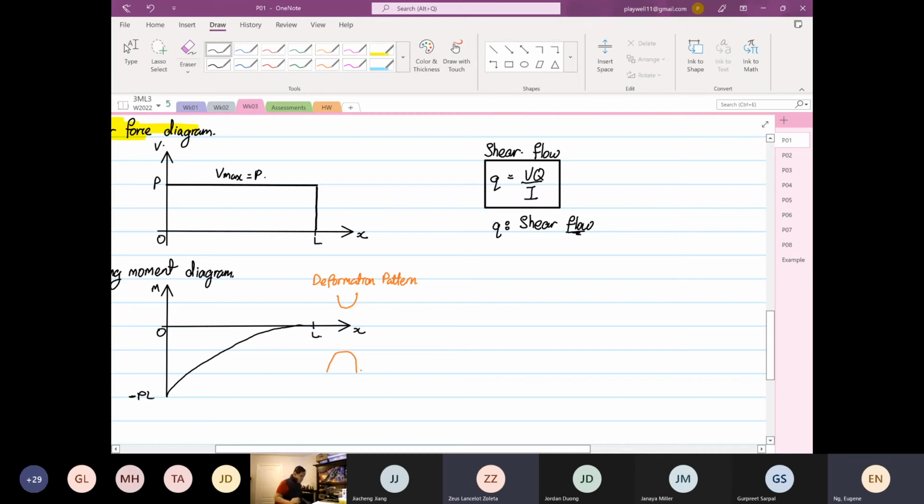Fluid will flow. V is our shear force, and this is in Newton. Q is our first moment of area, which I'll teach you all how to find later on. Meter cube, sorry.